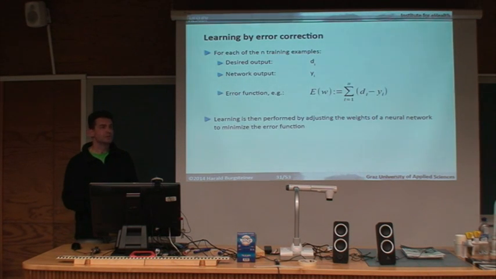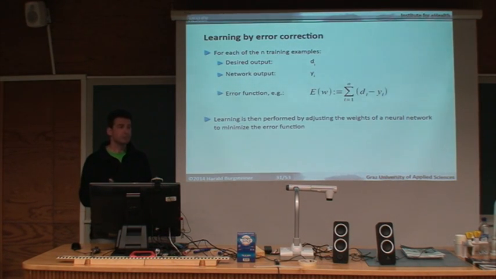Learning itself is mostly done by error correction. So similar methods like in living beings, you have something like desired output. What should the network do? What should be the response of a network? And you have the actual output of the network itself. And a simple error function could, for example, be just to sum up all the differences. So if you have n examples that you present the system, you see how many of these examples did the system get right, how many of them did it wrong. And the lower the error is, the better the system is already.